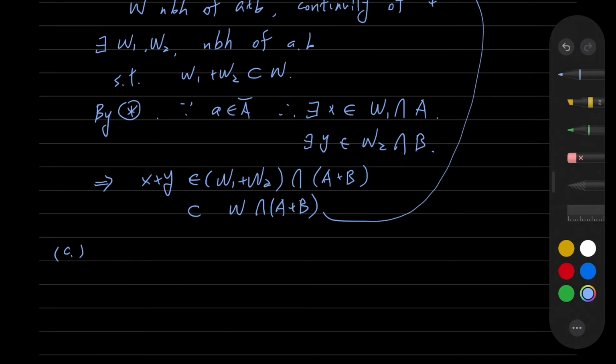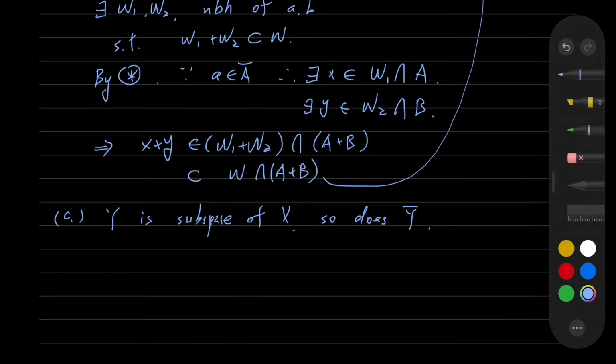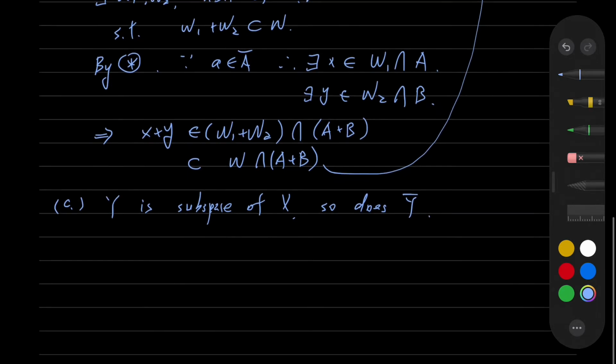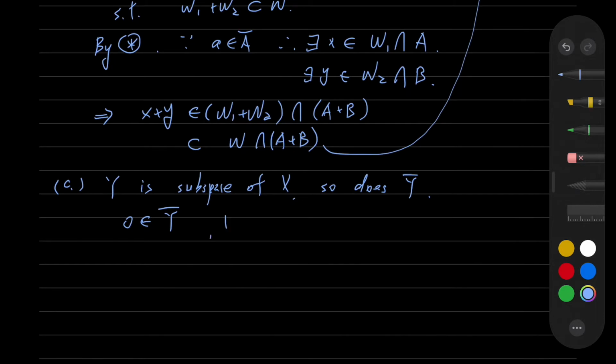Next. So if Y is a subspace of X, then the closure of Y is also a subspace. And that's very easy. So by the definition or the condition that we need to check, first 0 needs to be in this, right? But because the closure of Y contains Y, this is obviously true. Next, for every two scalars, the following condition needs to hold, containing this.